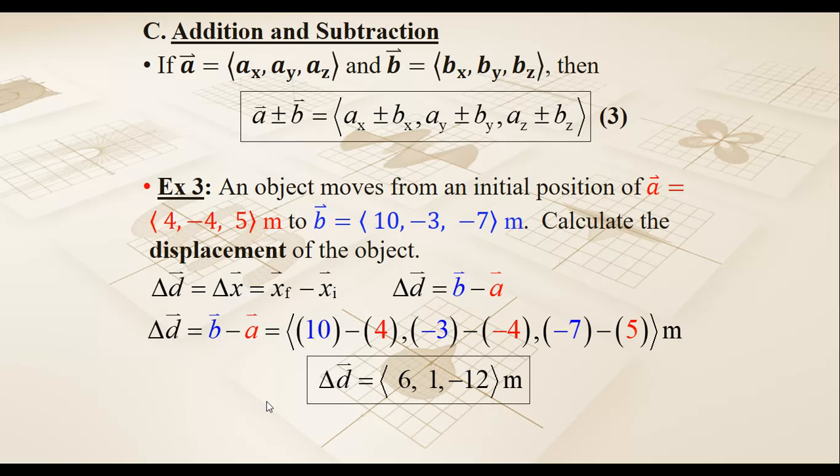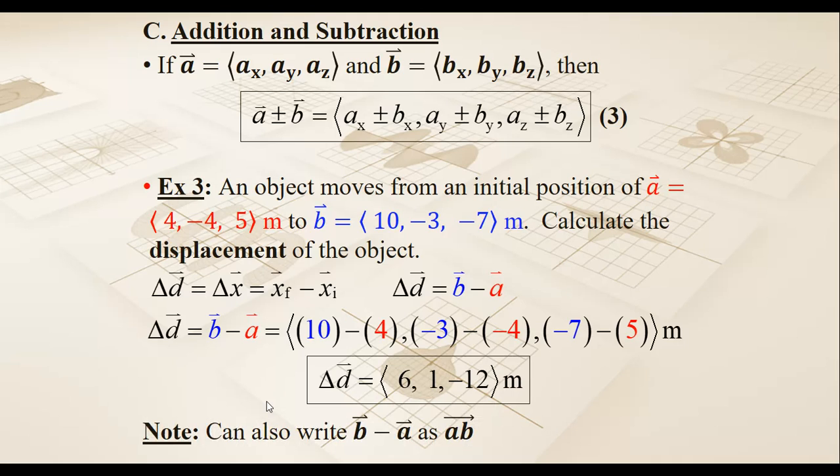This would then turn into delta D is equal to (6, 1, -12) meters, which basically means that if you want to go from the tip of vector A to the tip of vector B, you would need to go 6 units in the positive X direction, and then 1 unit in the positive Y direction, and then 12 units in the negative Z direction. Okay, so that would describe the displacement as a three-dimensional vector.